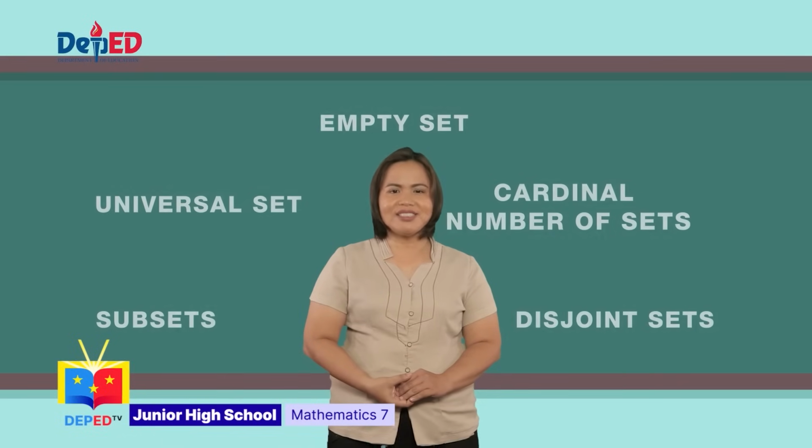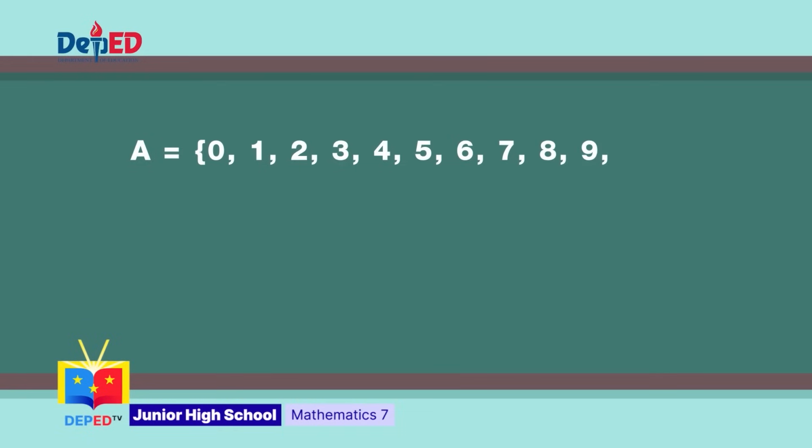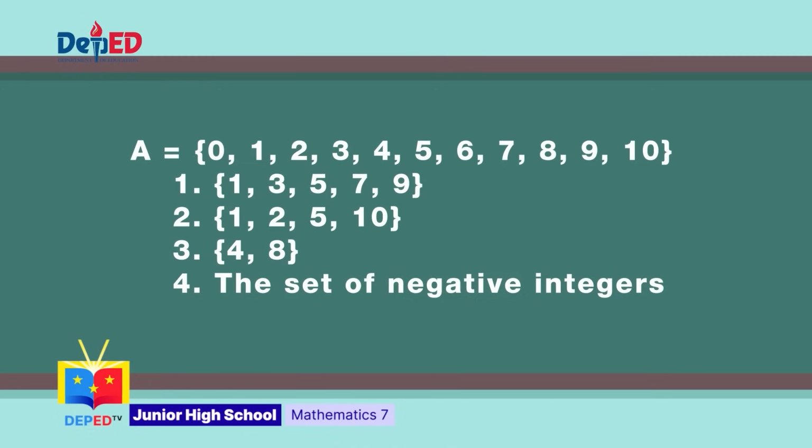Let me give you a concrete example. The given is set A contains the numbers 0, 1, 2, 3, 4, 5, 6, 7, 8, 9, 10. From this, we need to find 1, the set of odd numbers. 2. The set of all factors of 10. 3. The set of multiples of 4. And 4. The set of negative integers.